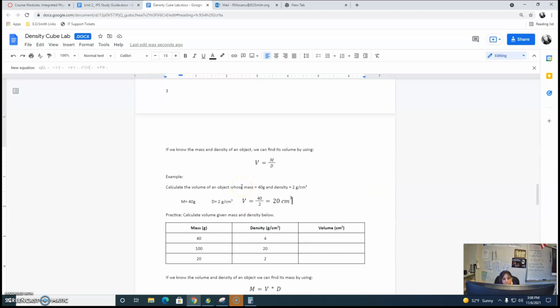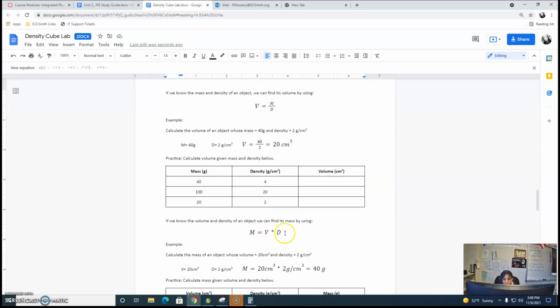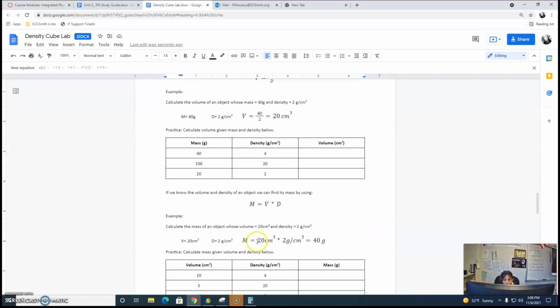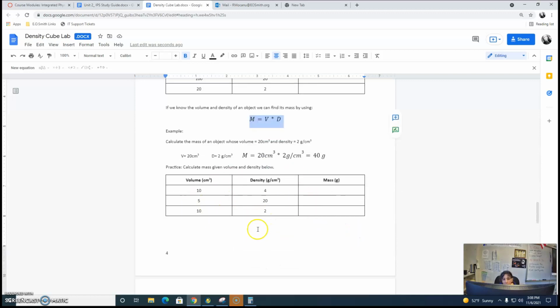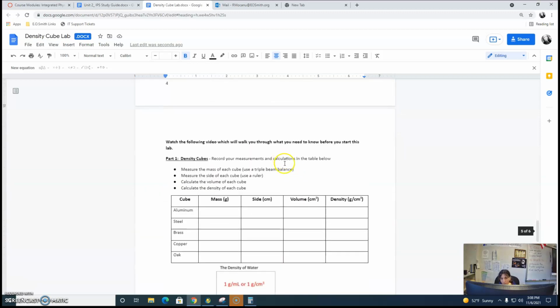Or if you're comfortable with algebra, you can simply use your algebraic equation, and it's the same thing, all right? So in this example, I'm giving you an object of volume 20 centimeters cubed, density 2 grams per centimeter cubed, and we're using this formula to calculate that the mass is equal to 20 for volume times 2 for density equals 40 grams. And I'm having you practice a bunch of examples on your own right here.